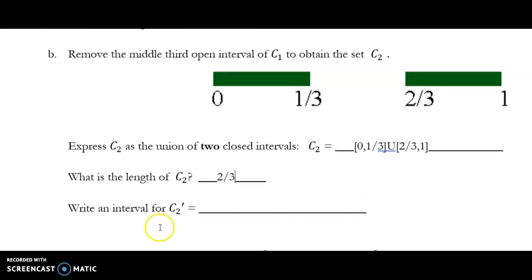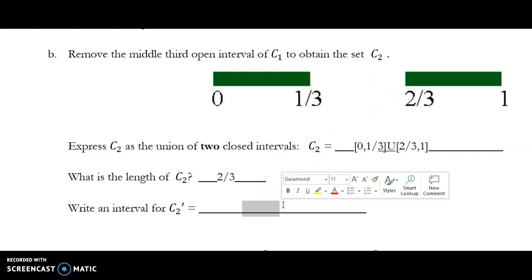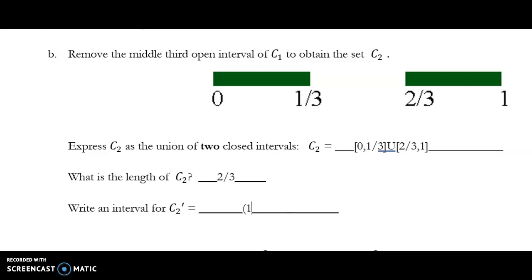So next you're asked to write an interval for the complement of C2. So remember, this apostrophe symbol stands for complement. So the complement is the interval that we cut out. So we cut out everything from 1/3 to 2/3, but we didn't cut out 1/3 and we didn't cut out 2/3. So we're going to use an open interval, so parentheses. We removed from 1/3 to 2/3. And then again, using parentheses around the 2/3 because we didn't cut out the 2/3, we kept it as part of the C2, part of this green shaded region.